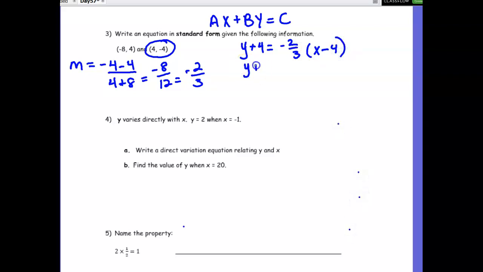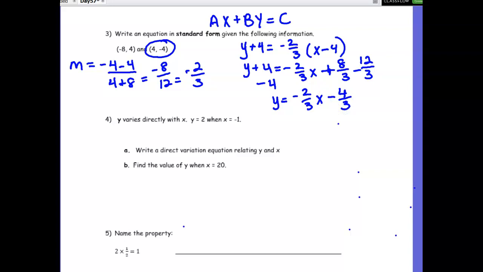All right, we distribute it. I'm going to get plus 8/3. Now, when I subtract 4 from both sides, I'm actually subtracting 12/3. 12/3 is 4, so I'm subtracting 4 from both sides. So I end up with y is going to be equal to negative 2/3 x, plus, minus. So I've got 8/3 minus 12/3, so it's going to be minus 4/3.